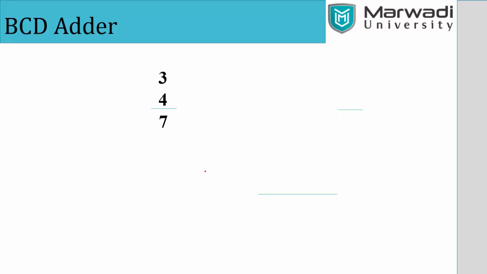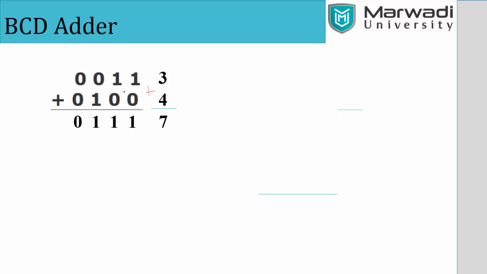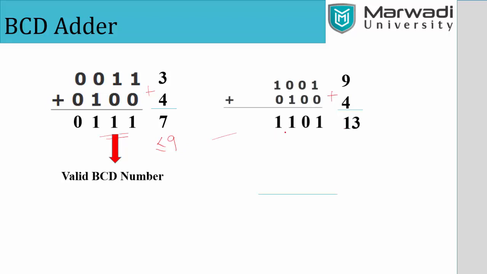Now let us take an example of a BCD adder. If you add 3 plus 4, it's 7, and in binary it is again 7. That means this number is less than or equal to 9, so it's a valid BCD number. Now let us add 9 plus 4, that is 13. In binary it's 1 1 0 1. This number is greater than 9, that means this number is an invalid BCD number.